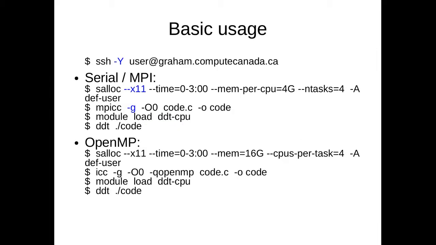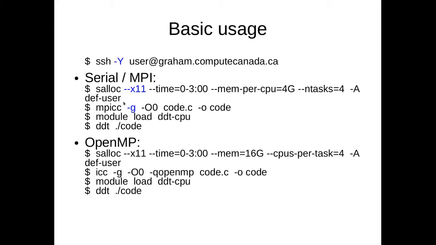And this is a very basic summary of how to use DDT. How exactly you use it depends on what kind of code you want to debug. For all codes, you would, of course, first want to log into the Graham cluster. As explained, the critical part, don't forget to add -Y. If you run DDT and it complains it cannot find display, something like that, that means you forgot to add -Y. Or maybe there is something wrong with your X Windows server on your terminal.